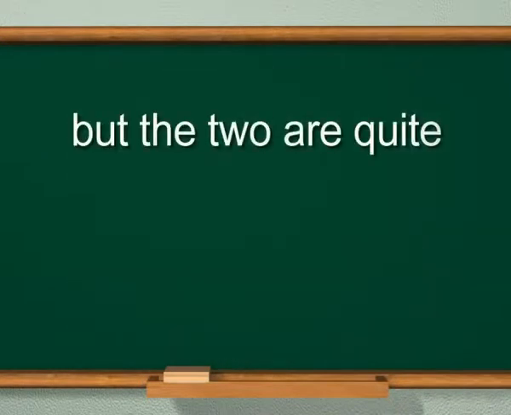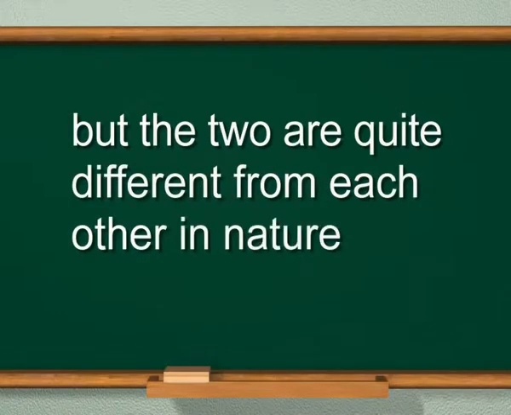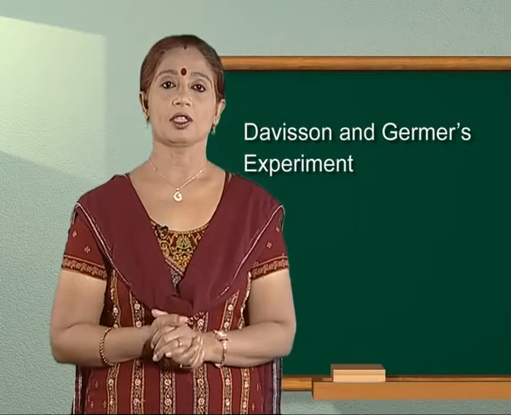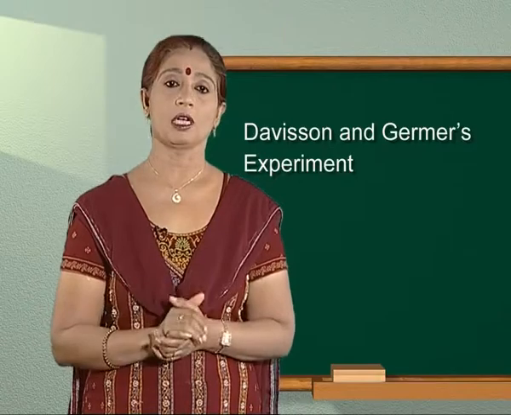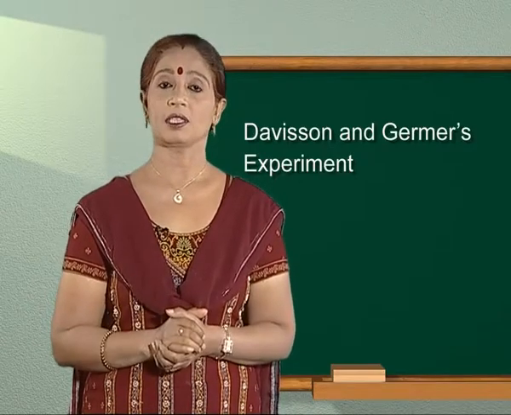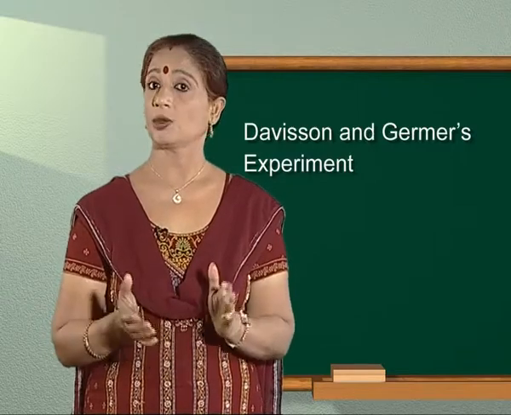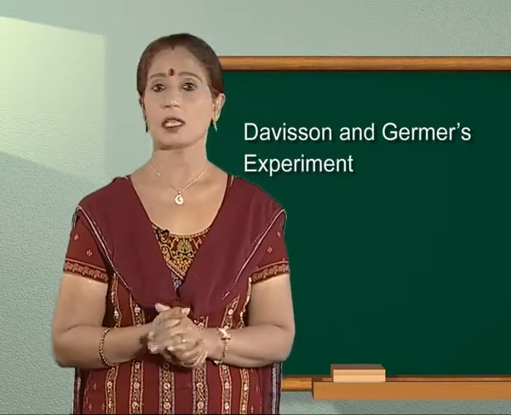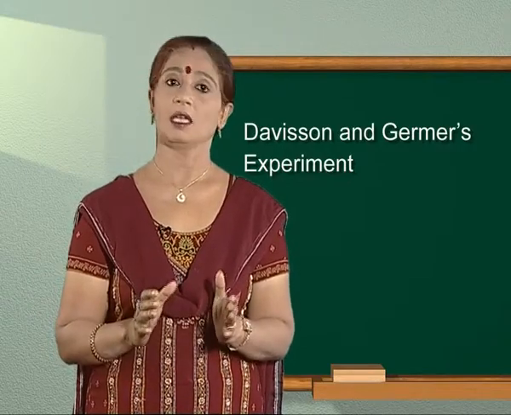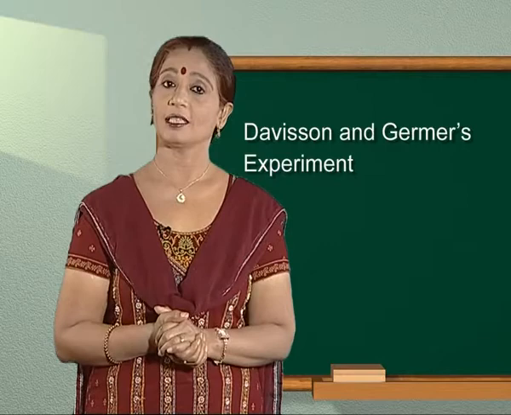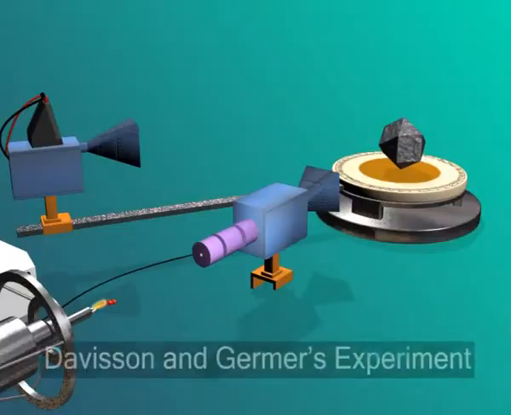But the two are quite different from each other in nature. The wave nature of the material particles as predicted by de Broglie was confirmed by Davisson and Germer in 1927 in United States, as well as by G.P. Thomson in 1928 in Scotland. Let us see and understand the working of their apparatus.